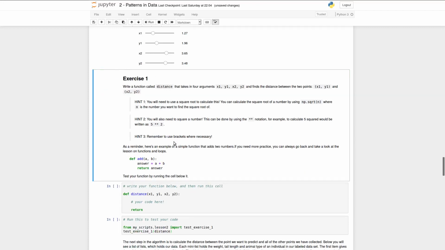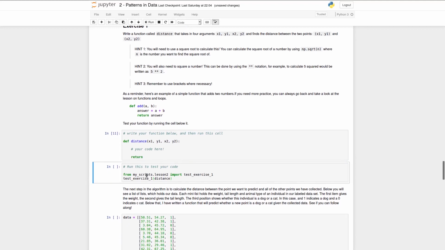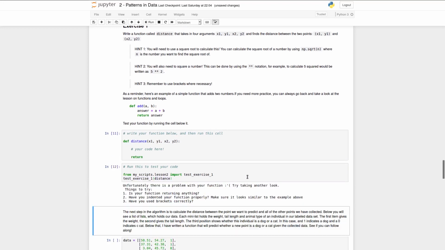Cool. So if you can't remember exactly how functions work, you can always go back to one of our previous videos and have a look. But what we're doing here is defining a function called distance. It's going to take in 4 arguments, x1, y1, x2, y2, and then it's going to return something here. You need to make sure that it's returning something at the end, just like this. This is an example of adding 2 numbers. That's not what you're going to do though. You're going to find the distance between these points. So give that a go, and once you've written it, run your cell like that, and then you can run the cell below, which is going to test your distance function to see if it's working. If I run that, it's going to say it's not working because I haven't written it yet. So you're going to need to write that and test it here.